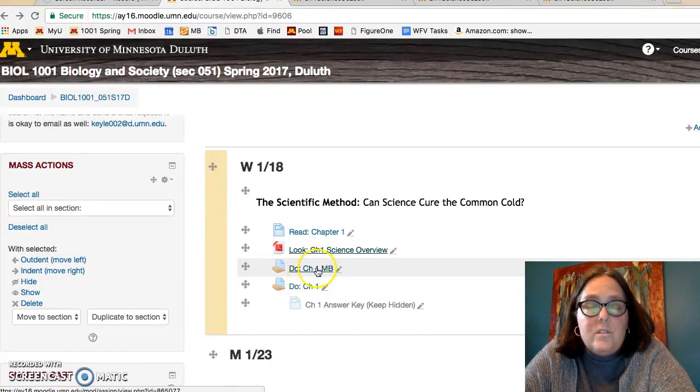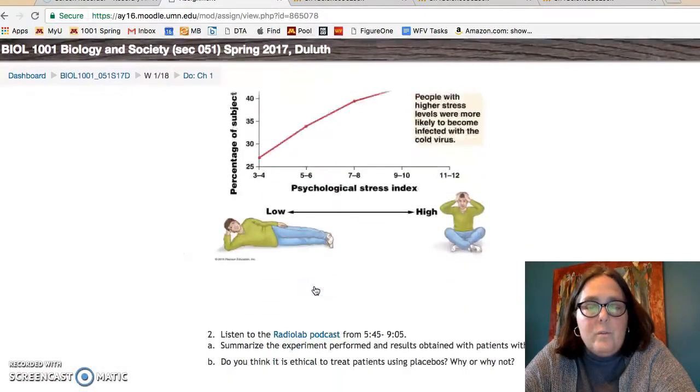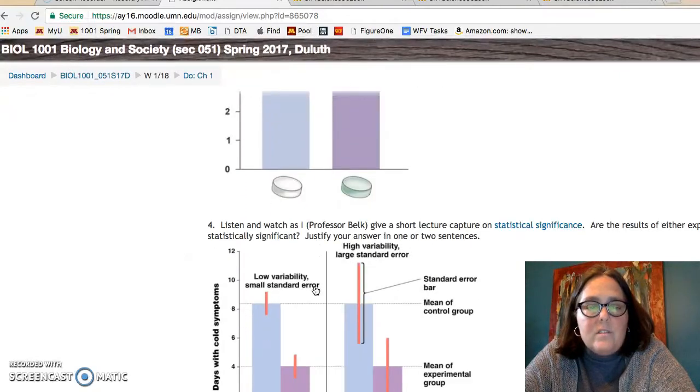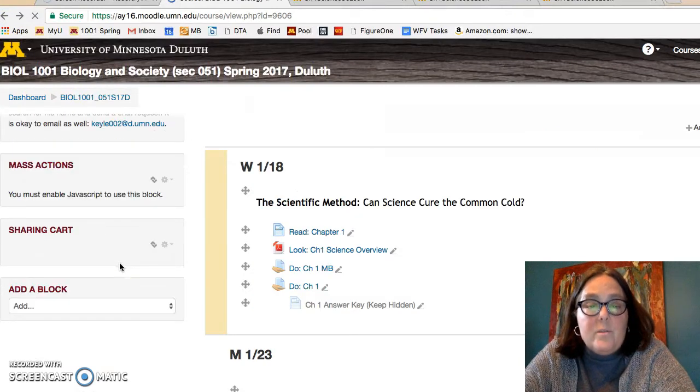The first do is to do the Mastering Biology assignment. These are multiple choice assignments on the Mastering Biology website. Everybody's registered for that, so you're ready to go on that. And then this last do, read, look, do, is the Moodle-based assignment. And there's typically 5 questions. These are written questions. You provide written answers to these questions when you complete those assignments.